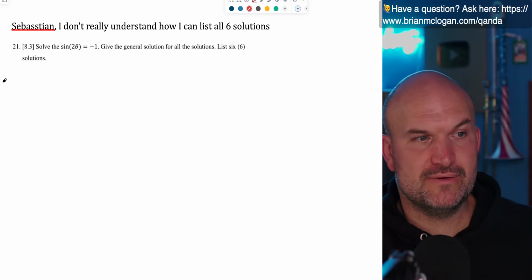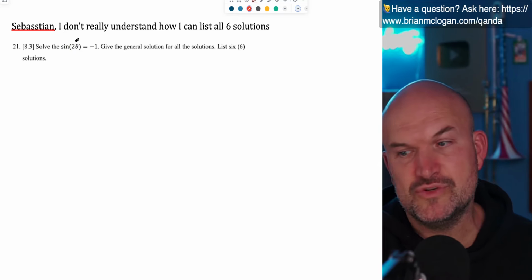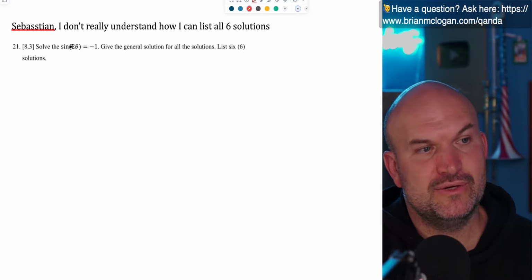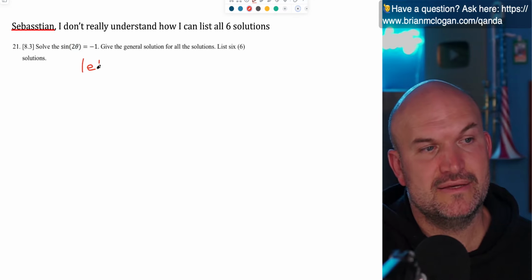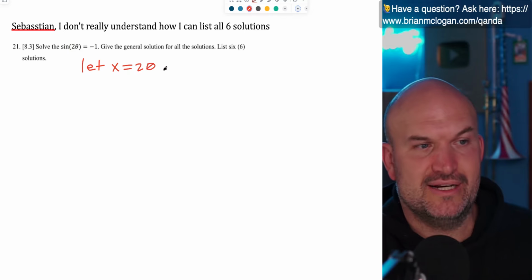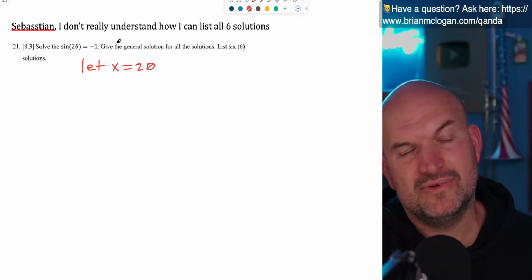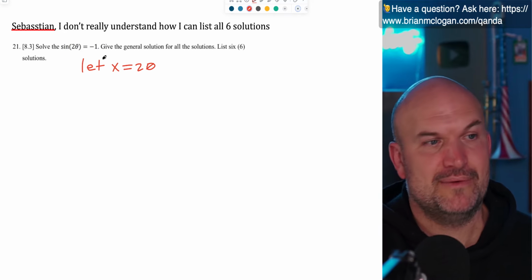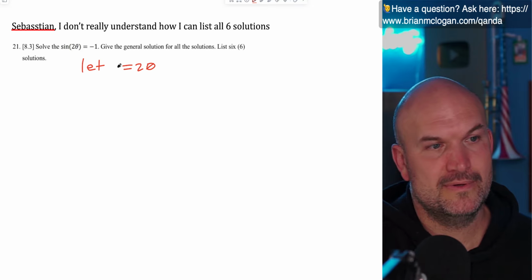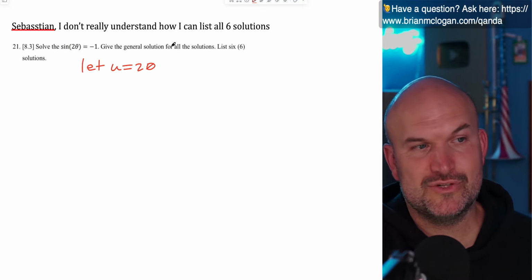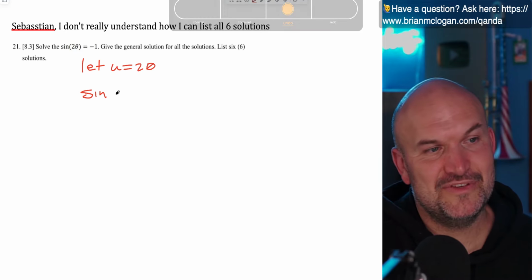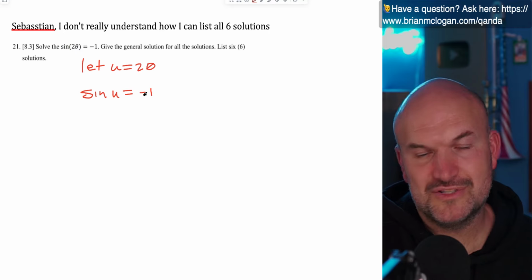Okay, so the first thing we want to do, rather than dealing with sine of 2 theta, I'm just going to say let x equal 2 theta. Okay, we'll worry about the 2 theta in a second. You could use u substitution, but we're just going to let x be it. Actually, to be consistent, I'll use u. So we'll let u equal 2 theta. So now I have the equation sine of u is equal to -1.